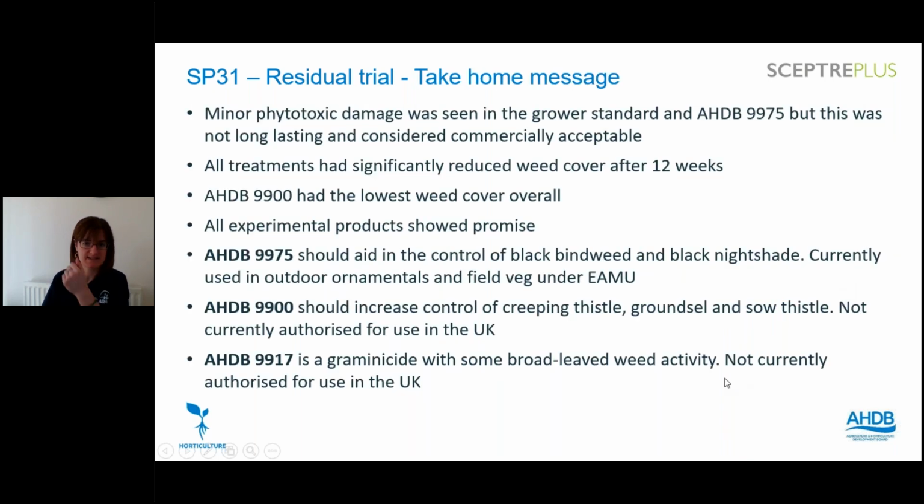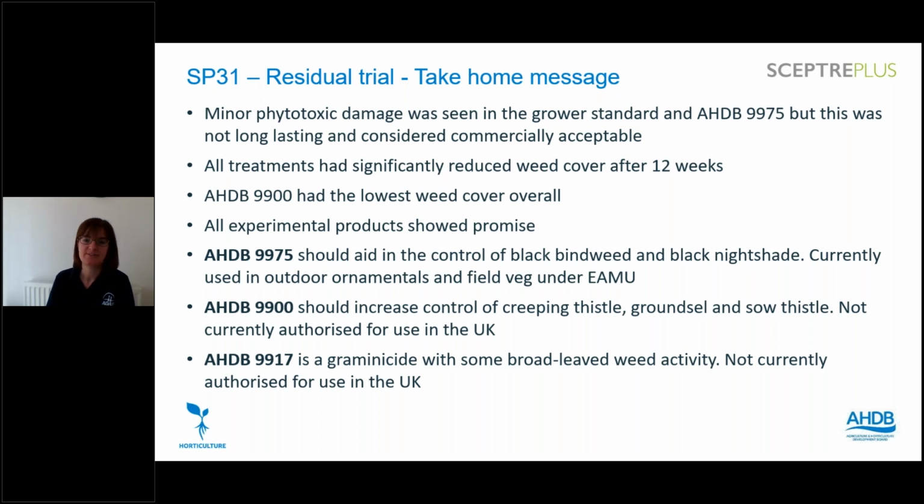So what does this mean in terms of a take-home message? Well, it was encouraging to see that none of these products really gave us any phytotoxic effects. As I said, we did see a little bit of damage from the grower standard and 9975, but this was minimal and it didn't last and it didn't lead to anything that would be considered a problem. So it was commercially acceptable. And all of the treatments had significantly reduced weed cover after those 12 weeks. 9900 had the lowest weed cover overall, but all of the experimental products were showing some promise.